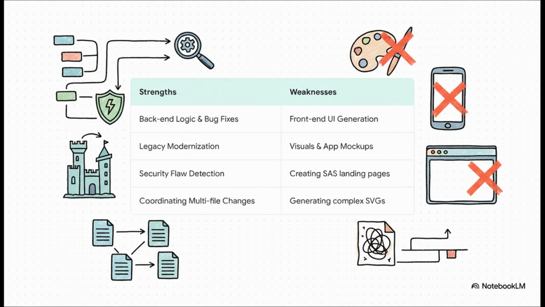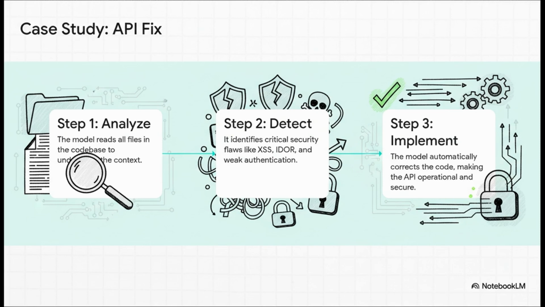It is amazing at digging into huge code bases, squashing complex bugs, modernizing old systems, and sniffing out security holes. What it is not is a front-end designer. Seriously, don't ask it to build your pretty landing page or mock up an app. Here's a perfect example of what I mean. They pointed it at this broken, totally insecure API codebase. Devstral 2 just dove right in. It read all the files, figured out the context, identified a whole bunch of serious security problems like cross-site scripting and all that nasty stuff, and then it just fixed it automatically. It made the API work and it made it secure.